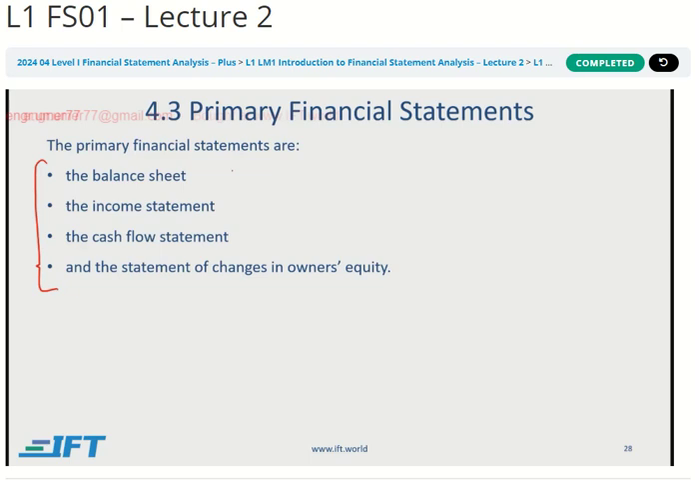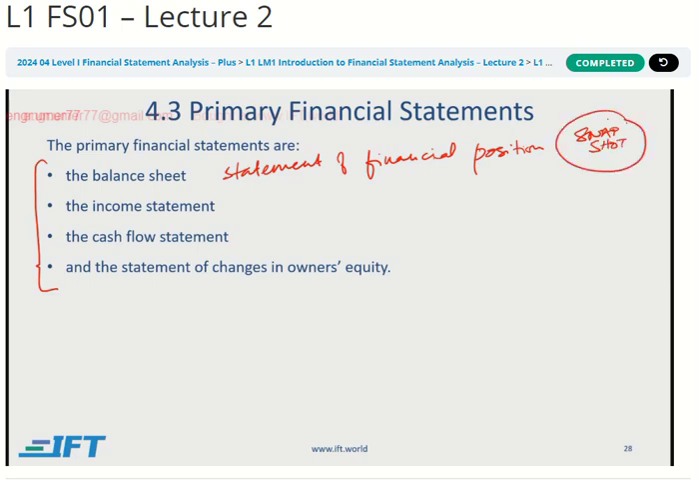The balance sheet, also called the statement of financial position. Why? Because this shows what your assets, your liabilities, and your equity are at any given point in time. This is like a snapshot. So at any given point in time, it will tell you what the financial position of the company is.